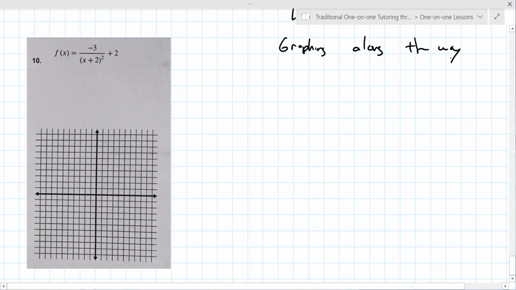Does anything pop out to you for either vertical asymptotes or horizontal asymptotes? The horizontal asymptote is y equals 2. I agree. So let's put that in here. Y equals 2 right there. So y equals 2. Vertical asymptote is when x plus 2 squared equals 0. So what value makes that equal to 0?